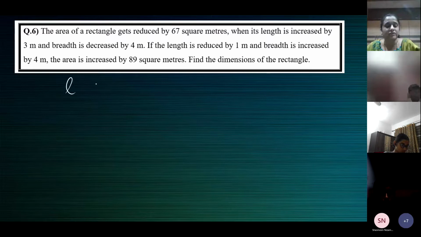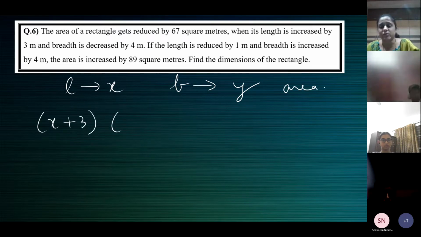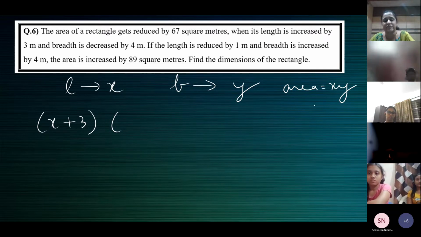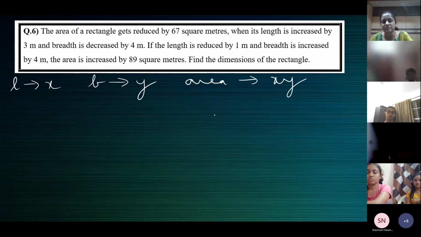So let the length of the rectangle be x meters. Let the breadth be y meters. The original area will be xy. If the length is x meters and the breadth is y meters, the area will be length into breadth, x into y square meters.